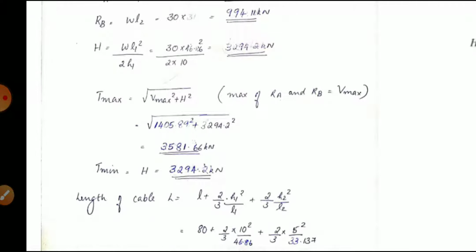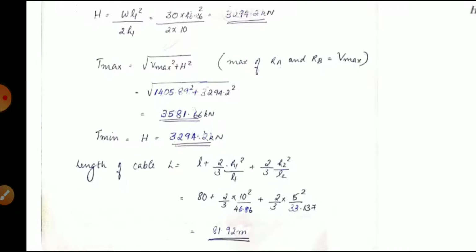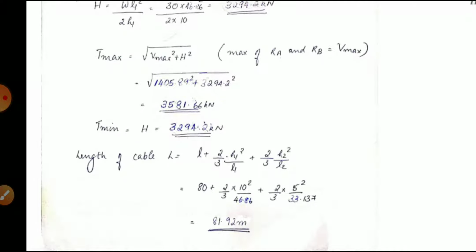Now what is the next thing? Maximum tension exerted on the cable. The formula we know, it is equal to root of V max square plus H square. Now what we have to consider here, you have to consider the maximum of the two reactions RA and RB.